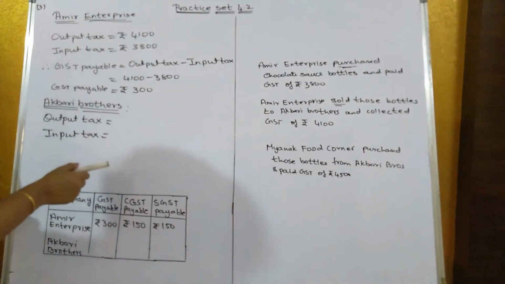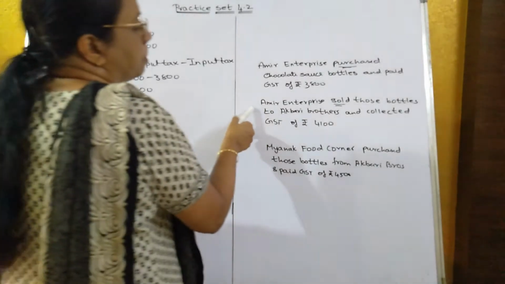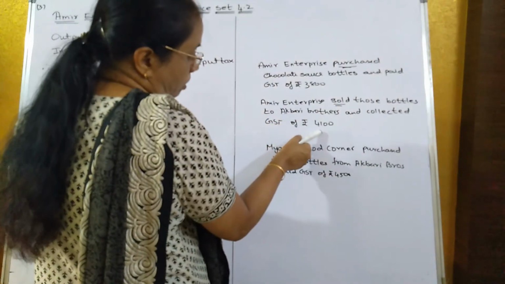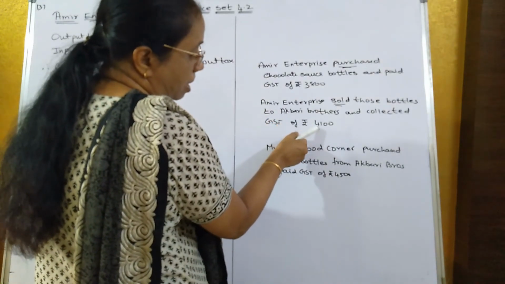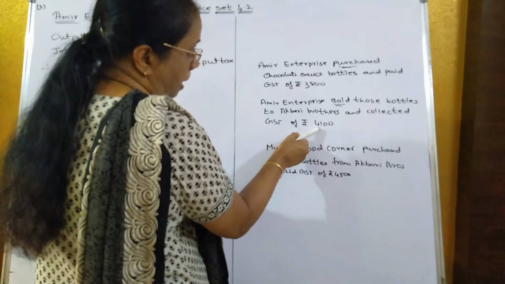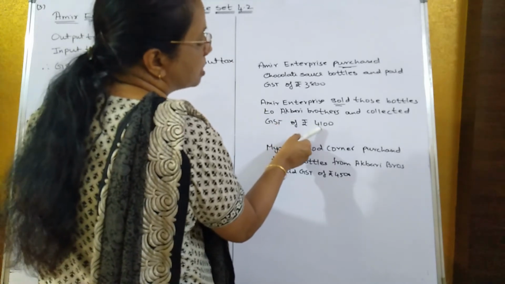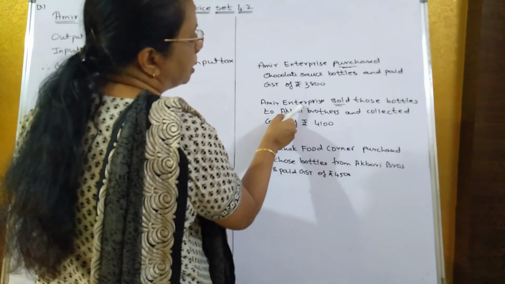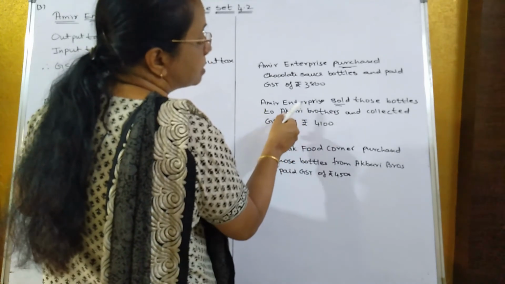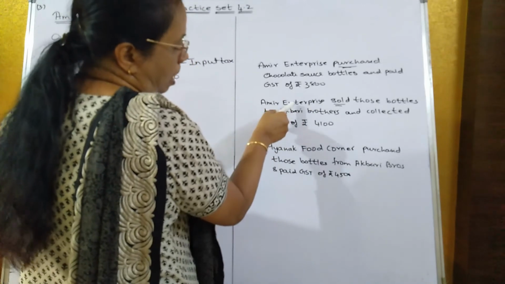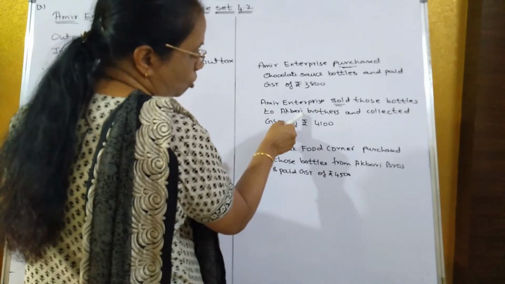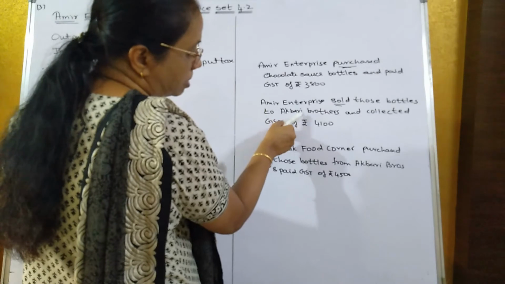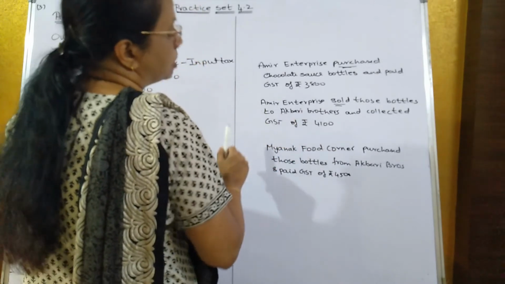अमीर एंटरप्राइज ने कितने में बेचा अकबरी ब्रदर्स को? 4,100. मतलब अकबरी ब्रदर्स का ये हो गया परचेज प्राइस. तो अकबरी ब्रदर्स का परचेज प्राइस रहेगा रुपीस 4,100. क्यों? क्योंकि उसने अमीर एंटरप्राइज से इस प्राइस में ख़रीदा था. अमीर एंटरप्राइज ने बेचा, किसको बेचा? अकबरी ब्रदर्स को. अकबरी ब्रदर्स ने ये प्राइस में अमीर एंटरप्राइज से ख़रीदा.